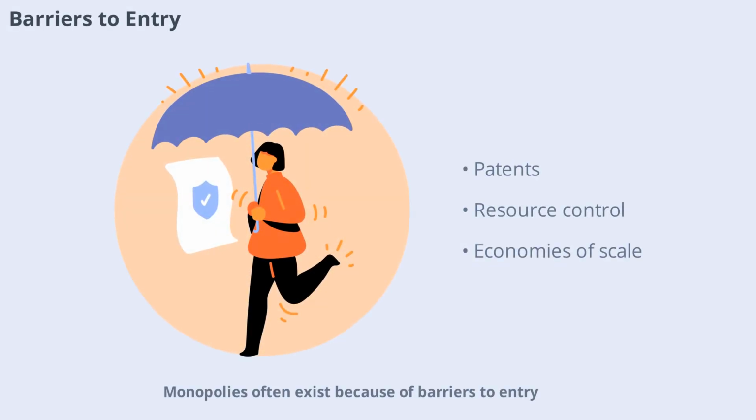Monopolies often exist because of barriers to entry that prevent other firms from entering the market. These barriers can include legal protections like patents, control over essential resources, or economies of scale that make competition difficult.